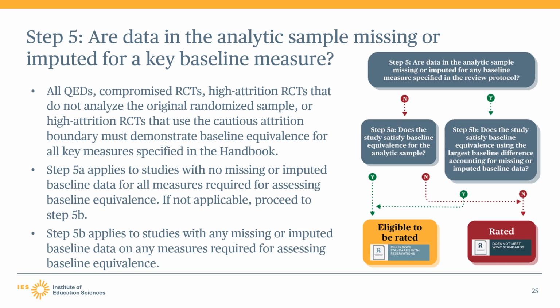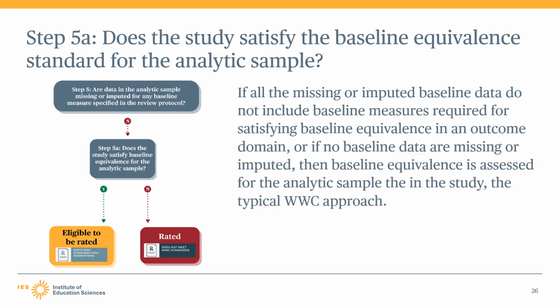Reviewers should proceed to Step 5A if the study has no missing or imputed baseline data for all measures specified in the handbook as required for assessing baseline equivalence, including studies using complete case analysis. Otherwise, reviewers should proceed to Step 5B if the study had some missing or imputed baseline data for any measure specified in the handbook as required for assessing baseline equivalence. Again, Step 5A is applied if the study has no missing or imputed baseline data on those key measures that are required for satisfying baseline equivalence.